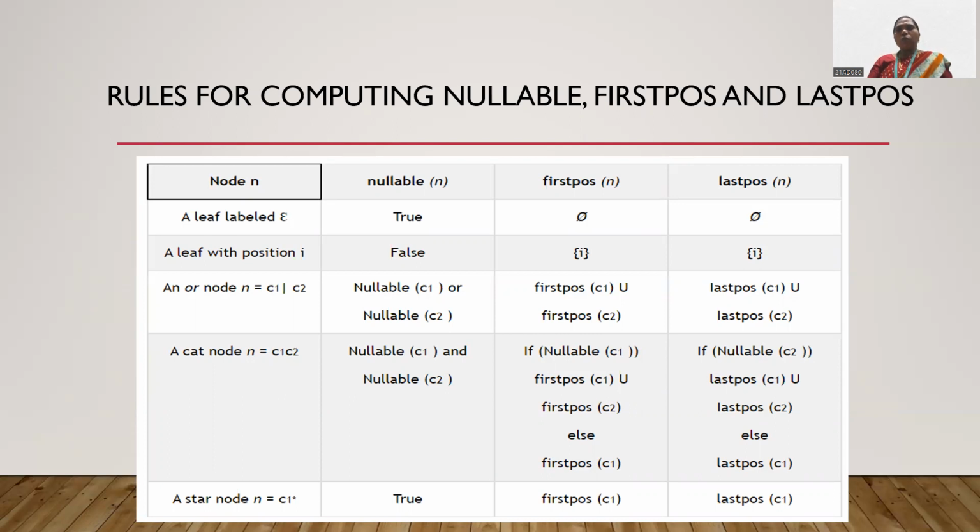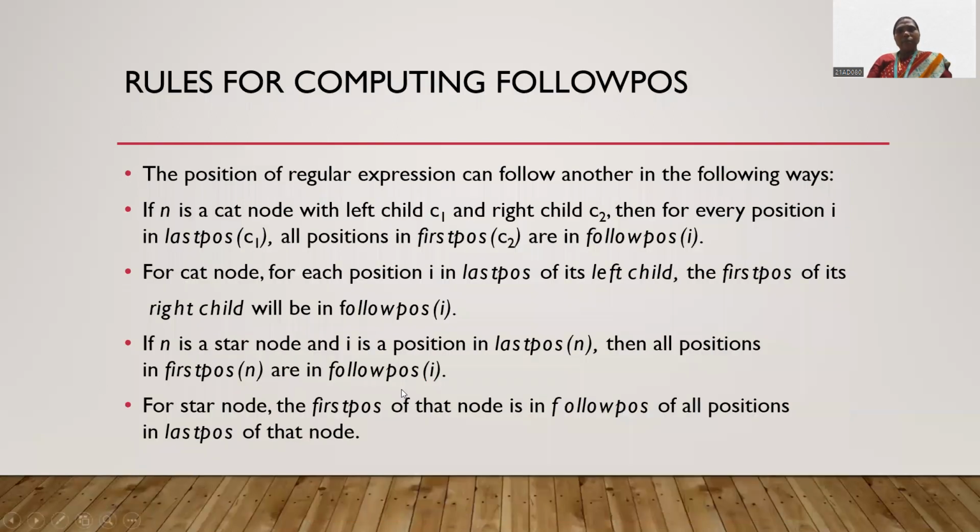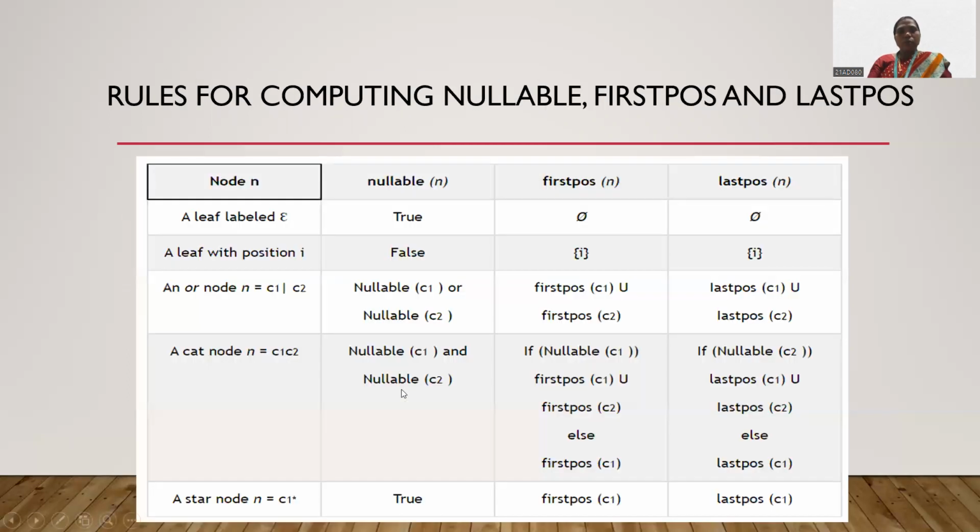Similarly, for lastpos also, we will be doing the lastpos of C1 union lastpos of C2. Then concatenation, so it is an AND. Sorry, students. Here, in the case of an OR node, it is like our logical OR operator. In the case of concatenation, it is our logical AND operator. So nullable of C1 and nullable of C2.